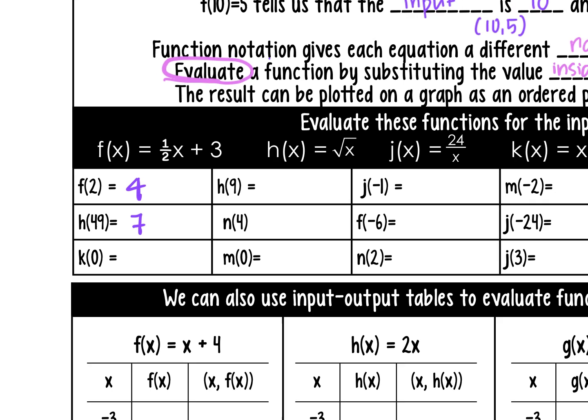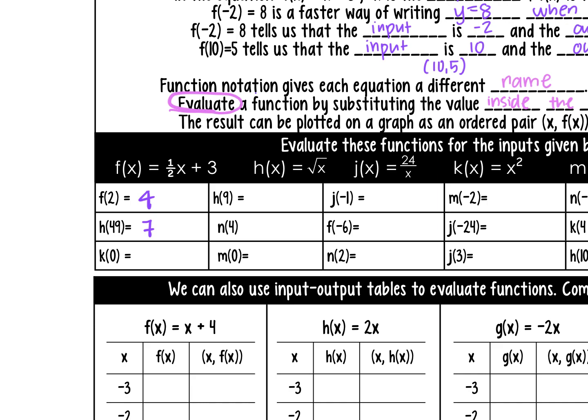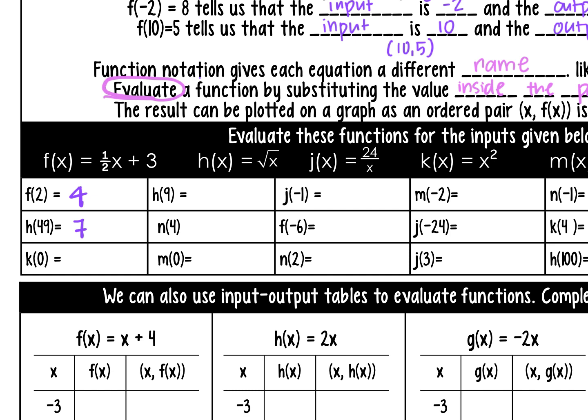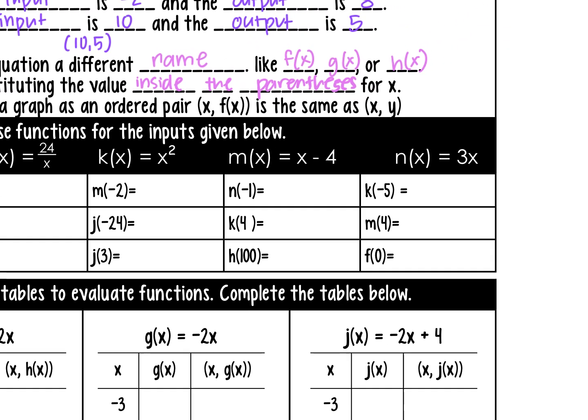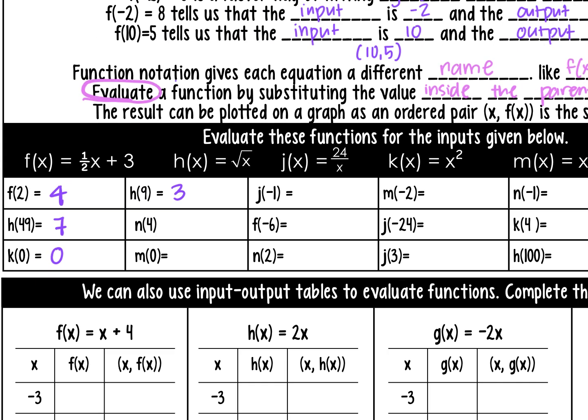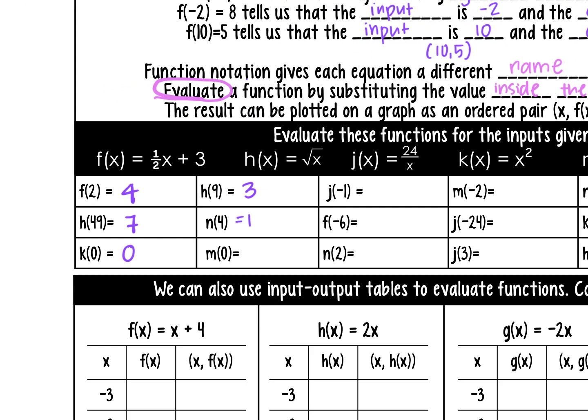Now in the k function, we're inputting 0. So I'm going to take 0 squared. 0 times 0 gives me 0. Let's try just a couple more. H of 9 is telling me to take the square root of 9, which gives me 3. And n of 4, I go over to the n function, and that's 3 times my input. So 3 times 4 will give me 12.